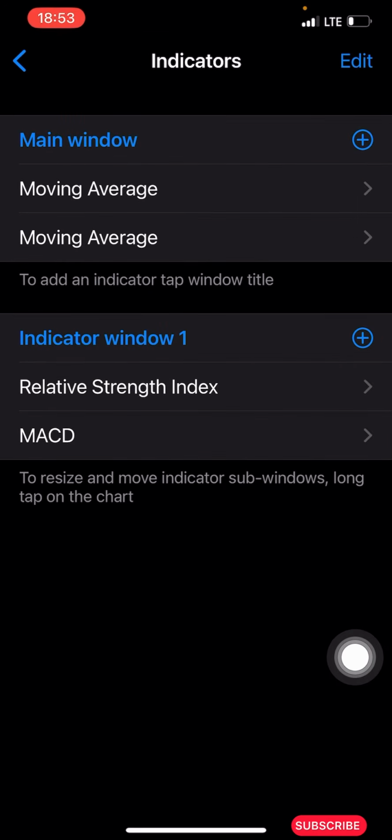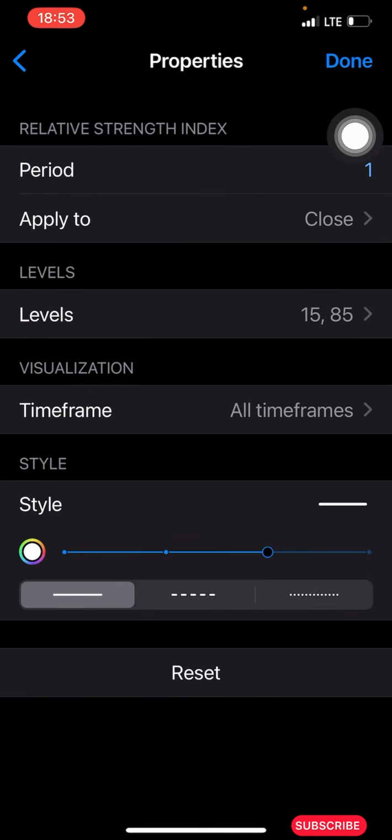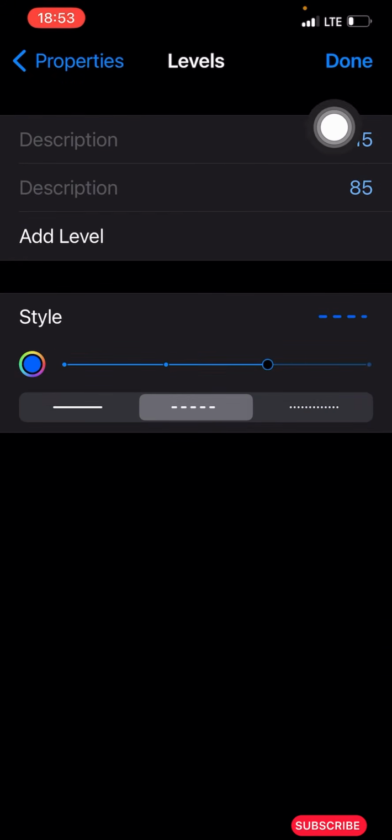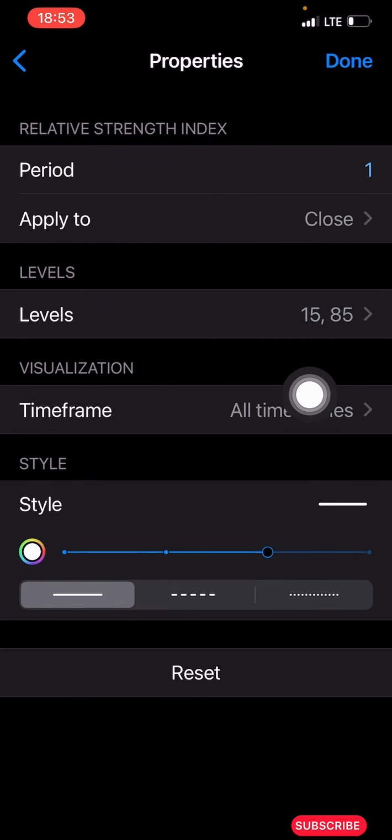All right, now the next indicator we have here is a relative strength index. Okay, you have to click on this main window plus icon, then you search for your relative strength index. Okay, you make the period 1, apply to is close. The level, you make it 15 and 85. The color is blue, 3 pixel, and you click on done. All right, the time frame is all time frame. The style, you make it color white, 3 pixel, and you click on done.